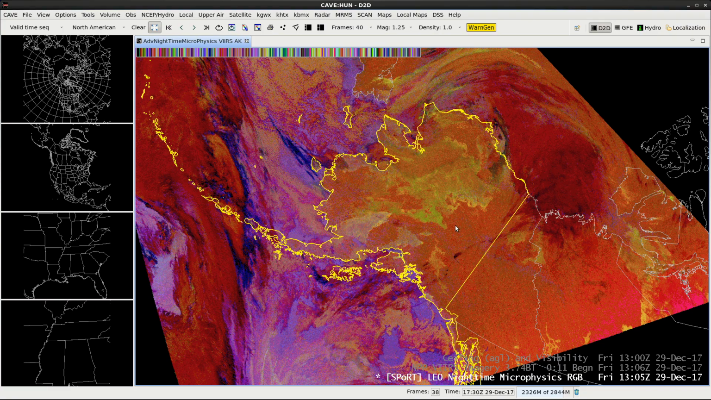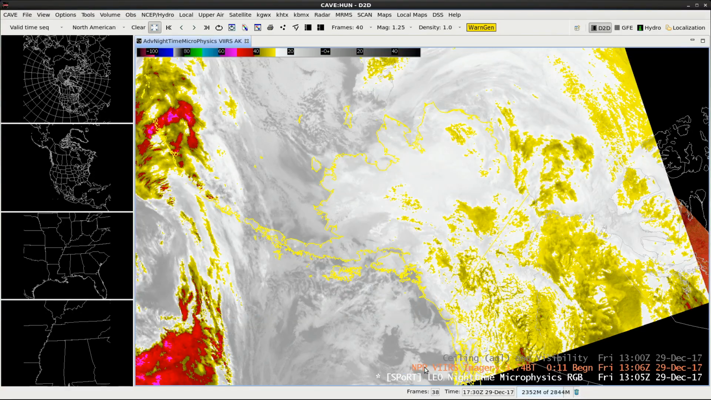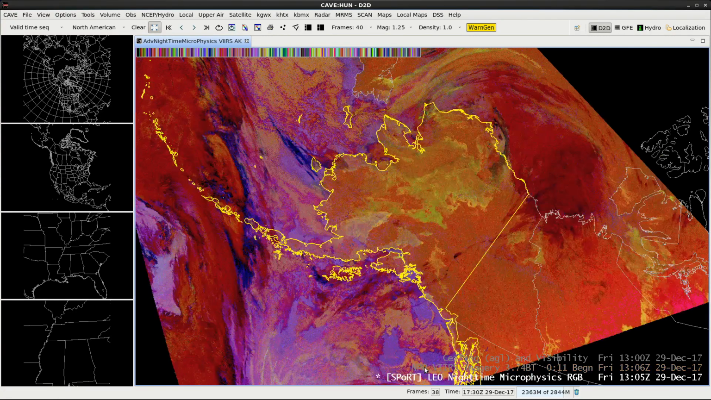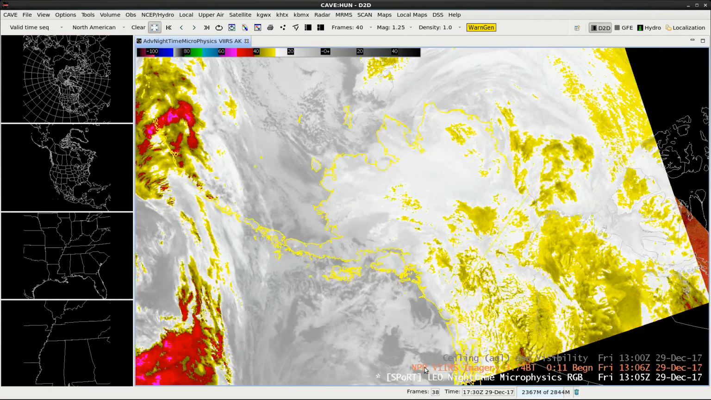So I wanted to show the difference between the Nighttime Microphysics RGB and a standard 3.7 micron channel. Notice that it is much easier to observe the low cloud phenomena and also, importantly, the boundaries of those low clouds in the RGB versus something like the 3.7 micron channel.